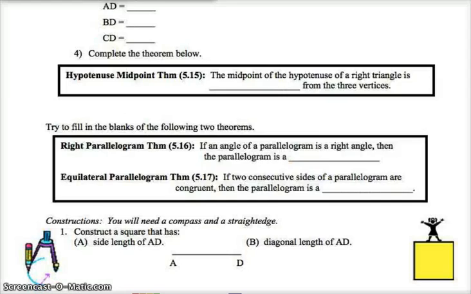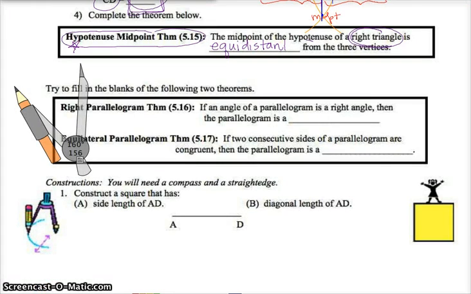Okay, moving on. The right parallelogram theorem says to try to fill in the blanks in the following two theorems. So maybe you want to push pause and try it on your own, see if you can figure it out. If not, you can just go through it now with me. It says if an angle of a parallelogram is a right angle, then the parallelogram is a what?